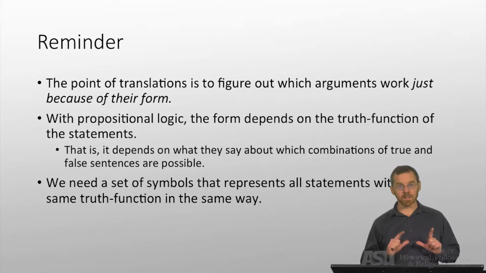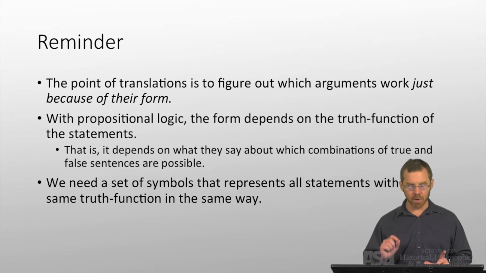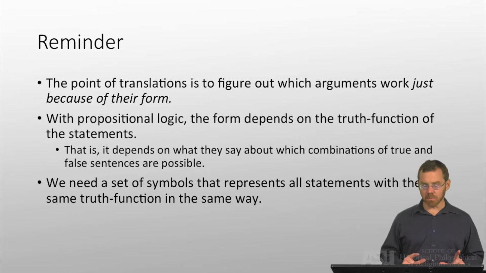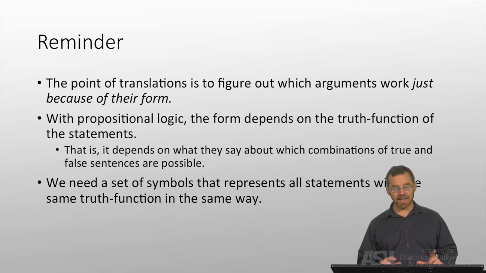So, something to remember. The point of translations is to figure out which arguments work just because of their form. With propositional logic, the form is a matter of the truth function of the statements, the premises and the conclusion. That is, it depends on what the premises and the conclusion say about which combinations of true and false sentences are possible and which ones are eliminated. So, we need a set of symbols that represents all statements with the same truth function in the same way.